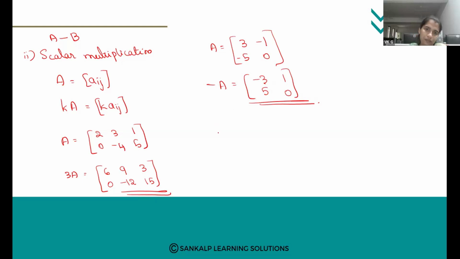Next. So now we came across scalar multiplication, multiplying every entry of matrix A by a constant. That constant can be anything. In the first example, I took the constant as 3, obtained by multiplying every entry of matrix A by 3. In the second example, I just took K as -1, multiplying every entry of A by -1.